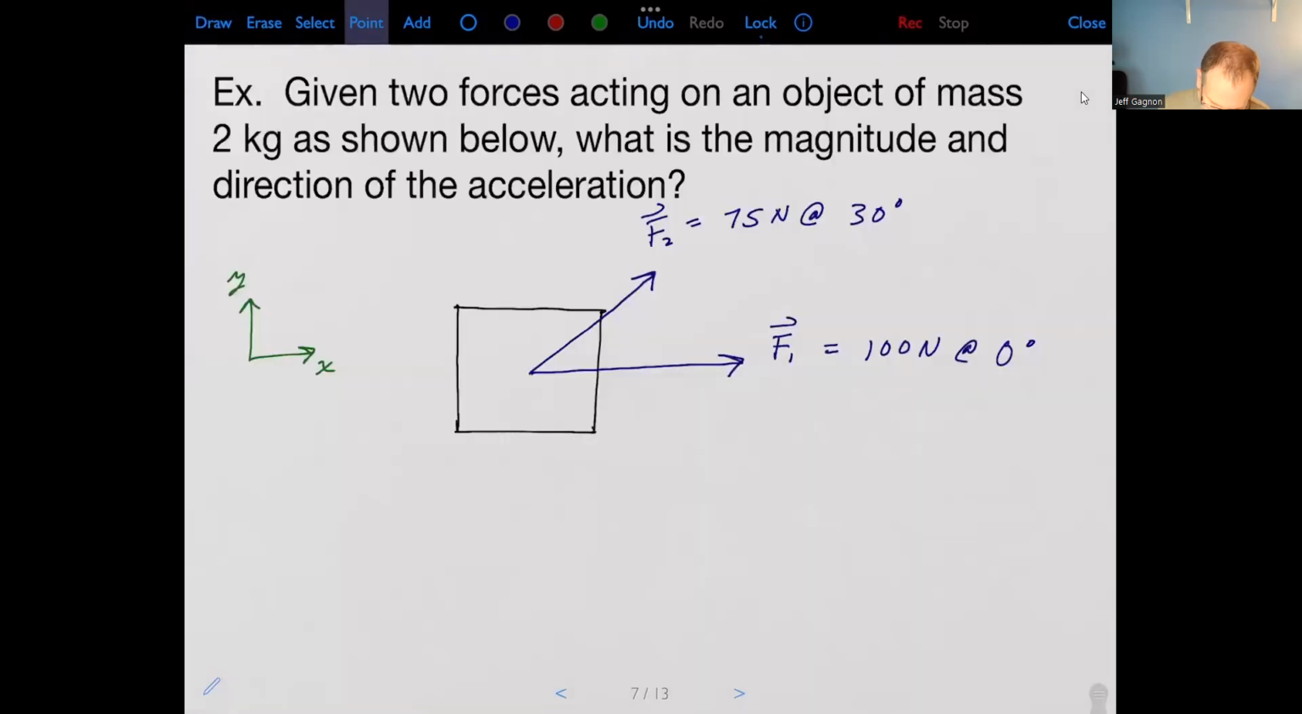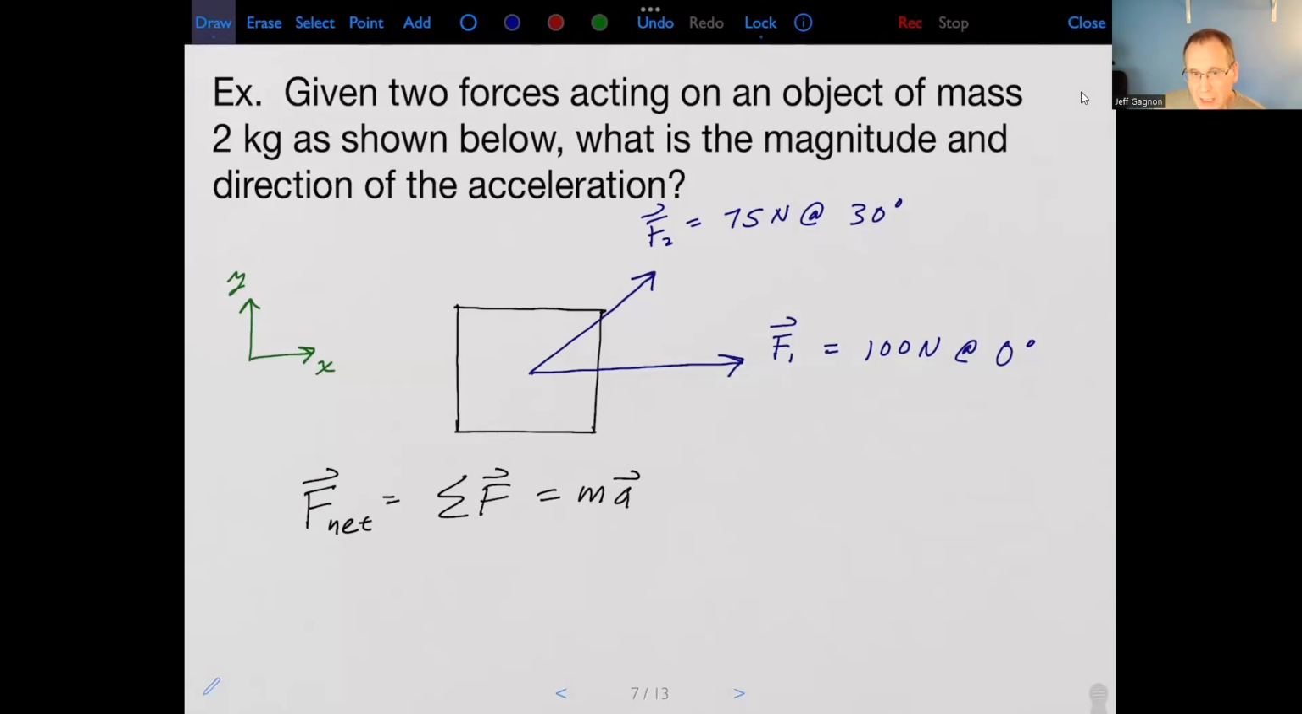Okay, another example. Given two forces acting on an object of mass 2 kilograms, as shown below, what is the magnitude and direction of the acceleration? Well, now we're given vectors, right? So we know that Newton's second law says that the net force, which is a vector, which is the sum of the forces, has to equal ma.